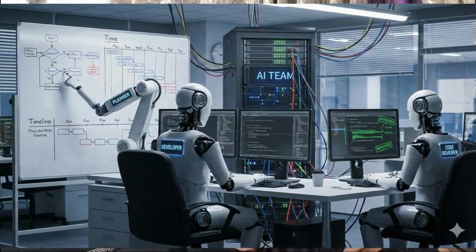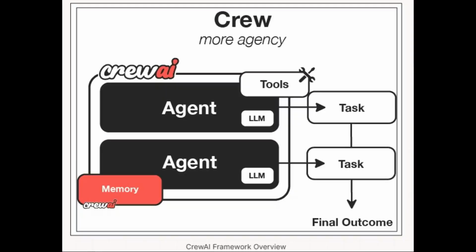What if instead of one AI model, you have a team of multiple agents, a planner, developer, and code reviewer working together like a real software team? Today, I'll show you how to build a multi-agent workflow where agents hand off tasks to each other just like a real company. And the best part, each agent uses a different model and tools.